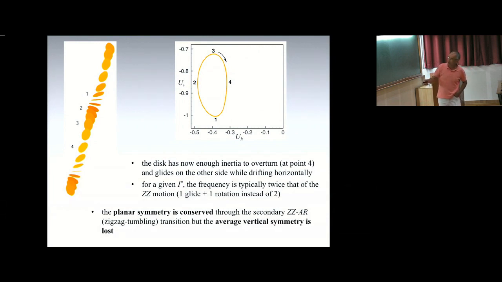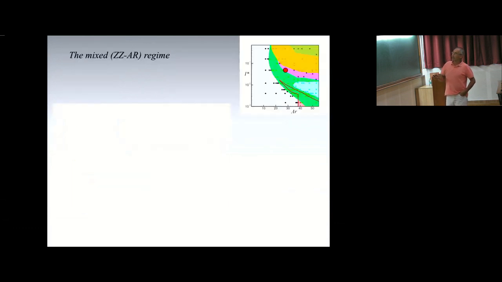And you may notice that it never goes to zero, which means that there is also a mean drift of the disk. It doesn't fall along an average straight line. It drifts laterally, which means that through this transition, we have lost the vertical symmetry of the problem, okay? We have kept the planar symmetry because the motion is still planar, but we lost the vertical symmetry. So there is clearly a symmetry breaking associated with this change of state. Okay, so now what happens in the purple region?